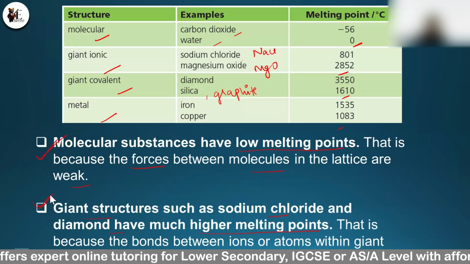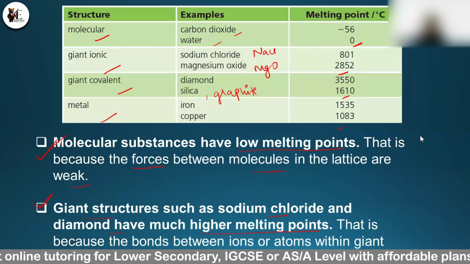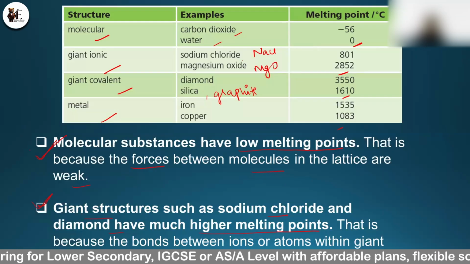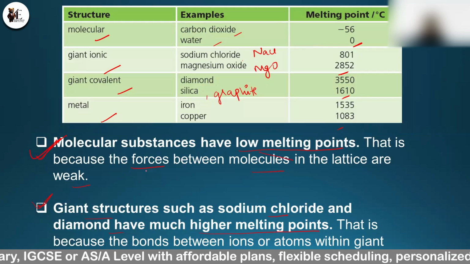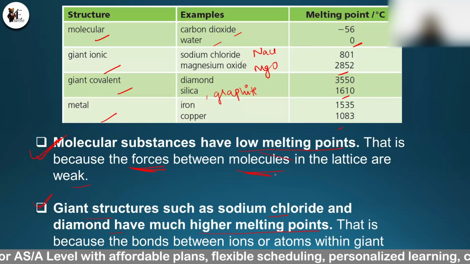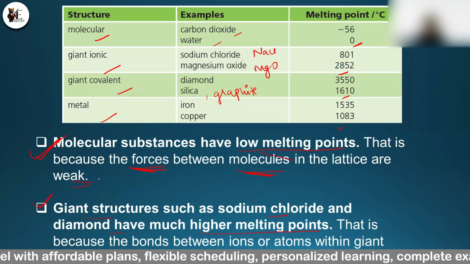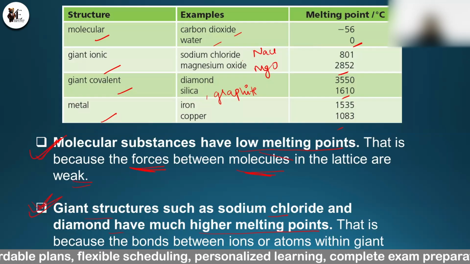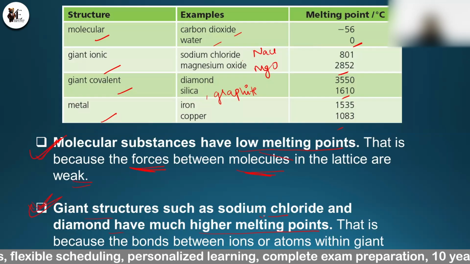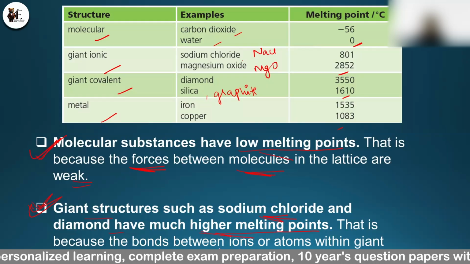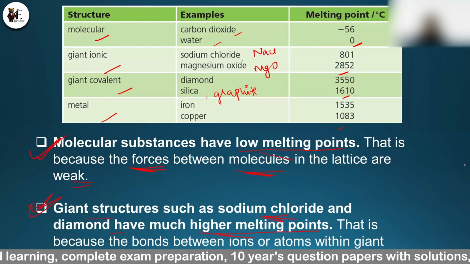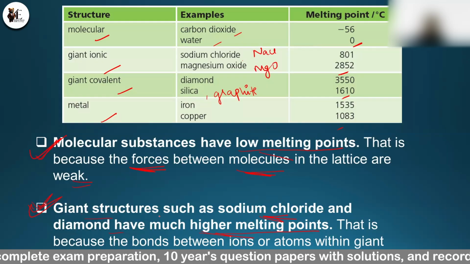Now let us differentiate between the molecular substances and the giant structures. Molecular substances have low melting points. That is because the forces between the molecules are weak. That is why they have low melting points. And giant structures such as sodium chloride and diamond have much higher melting points because the bonds between ions or atoms within giant structures are very strong.